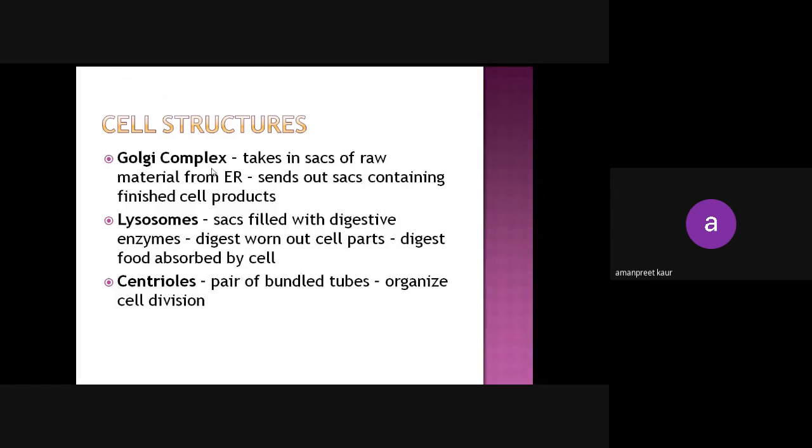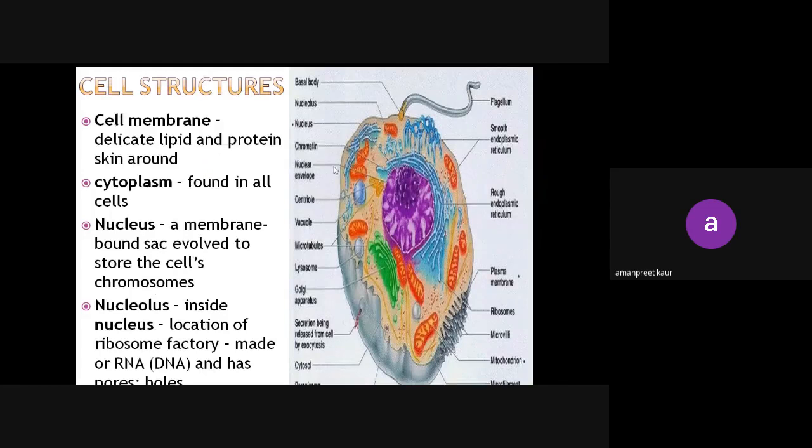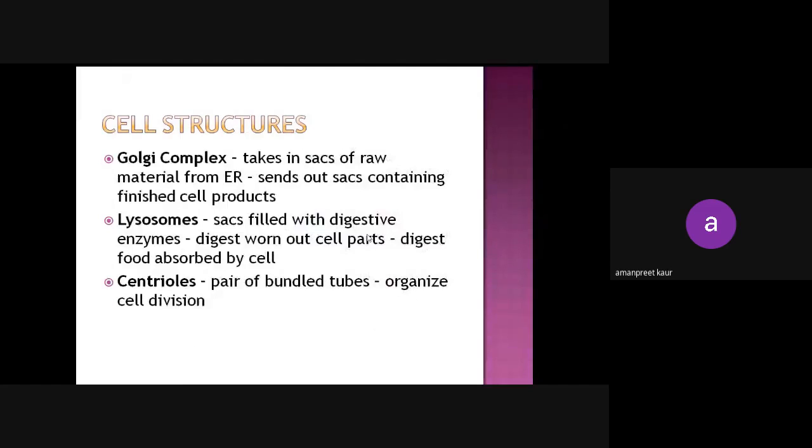Then the Golgi complex. This is the Golgi complex, the green color. It takes in sacs of raw material from the endoplasmic reticulum, and the finished product it sends out. So that is the function of the Golgi apparatus, and it's somewhat similar to the endoplasmic reticulum.